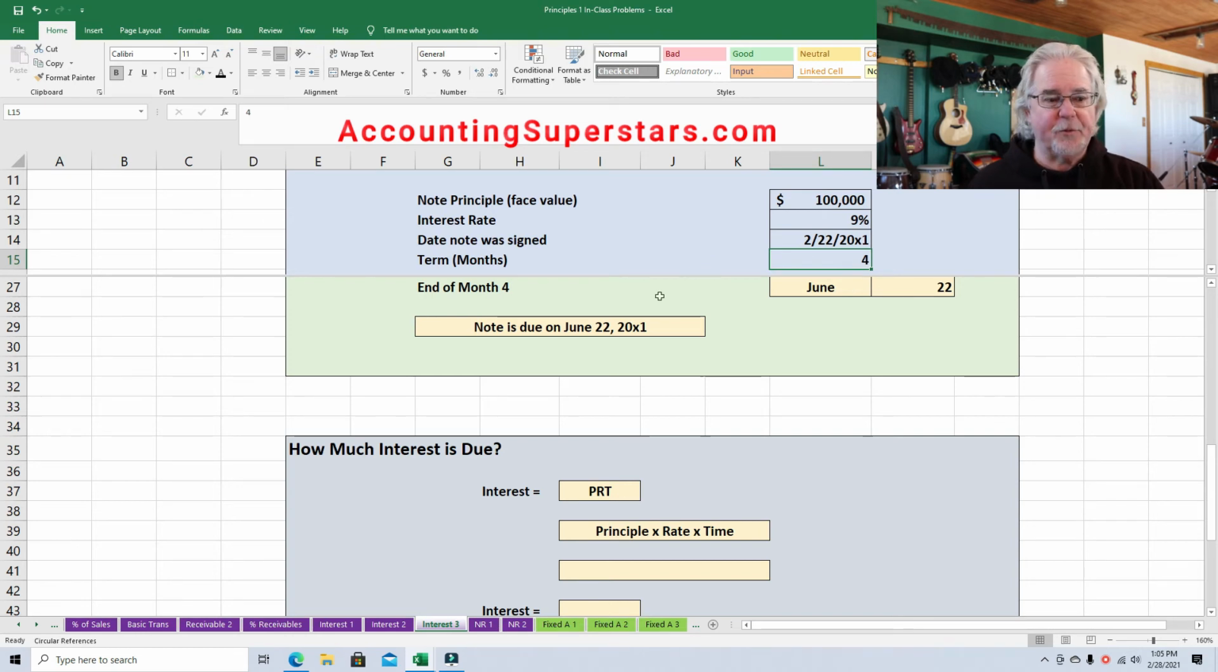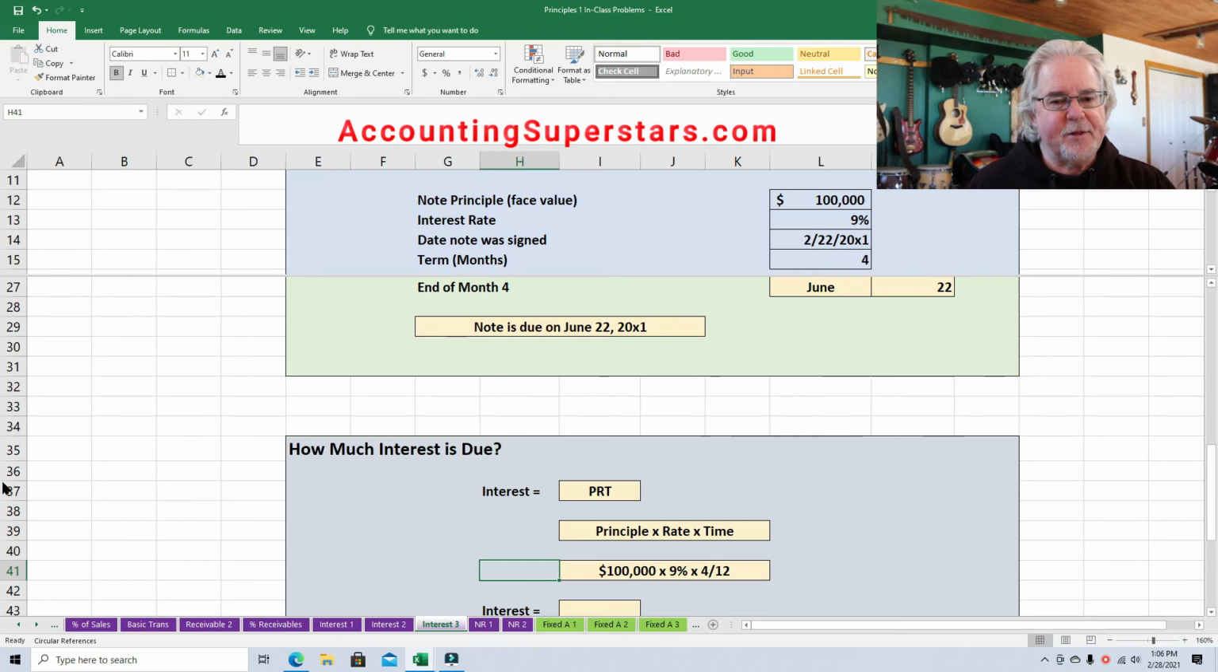But we have to be careful. We have to get this on annual terms. So to get it on annual terms, it'll look like this. 100,000 times 9% interest times 4 divided by 12. Now, why divided by 12? Well, there are 12 months in a year, and that gets our months on an annual basis. So that way our interest rate and our time matches up real nice.